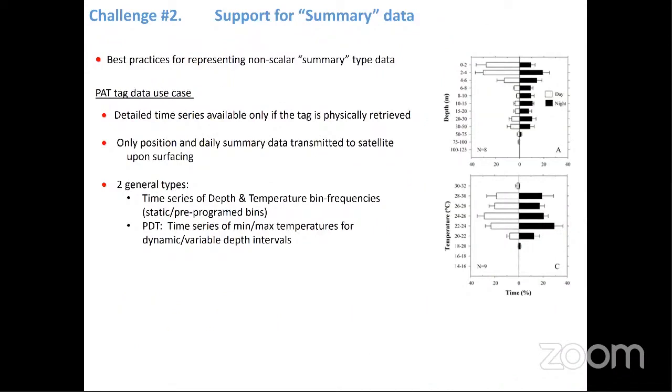Challenge number two is that you have the typical time series at depth and position type information for some of the tag data types. But for the pop-up archival tags, what they actually transmit to satellite are summarized data at some pre-described time interval. It could be daily, 6-hourly, whatever the researcher programs into the tag. So what are the best practices within a CF framework to represent these summary type data sets, which in the case of these PAT tags are bin frequency type information?